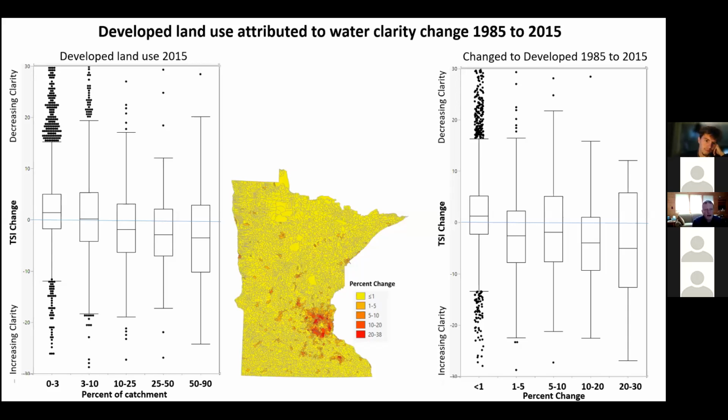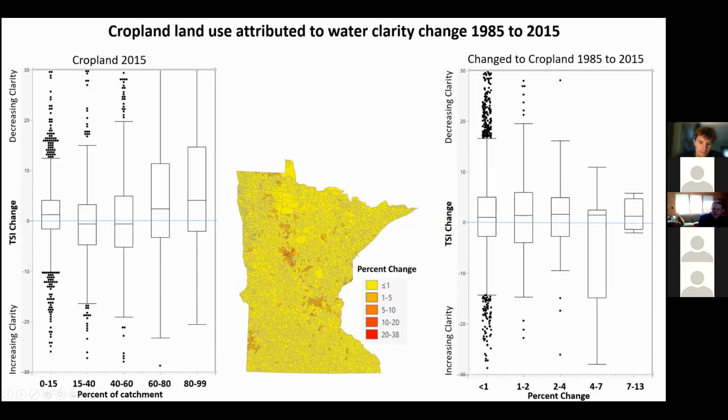So here we have developed land use, and what we see is that developed areas are actually improving water quality over this period of time. Basically, the more it's developed, the better the water quality is in this area for the percent. The developed area change also shows increasing clarity with the higher percentage of development.